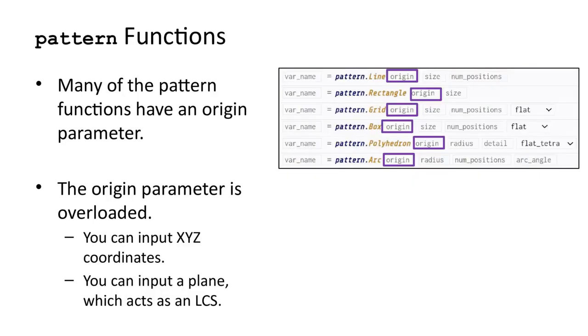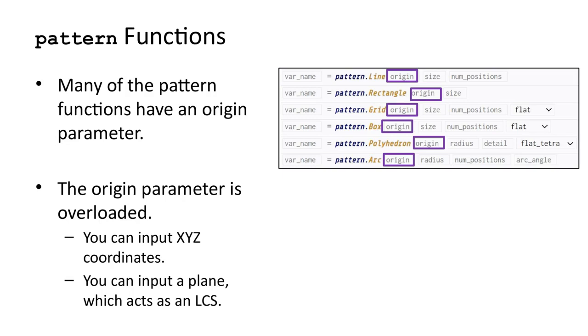Many of the functions that generate patterns of positions accept planes for their origin parameter. If you specify just a set of xyz coordinates, then the function will generate a default plane with the origin at that location. The axes of the default plane will be aligned with the axes of the global coordinate system. If you don't want the default orientation, you can also specify a different plane. The positions will then get generated relative to the local coordinate system defined by that plane.